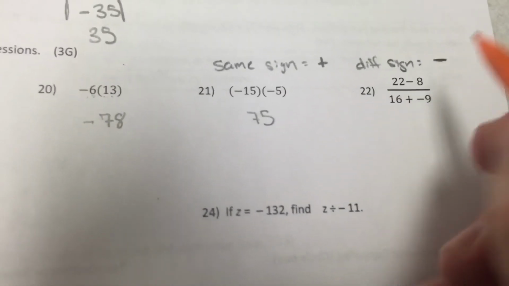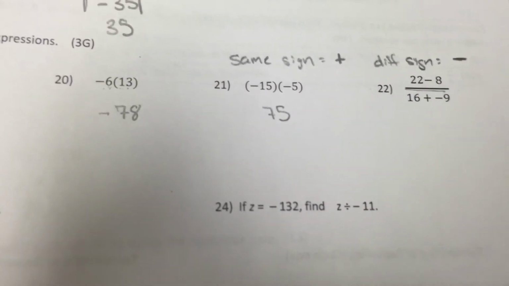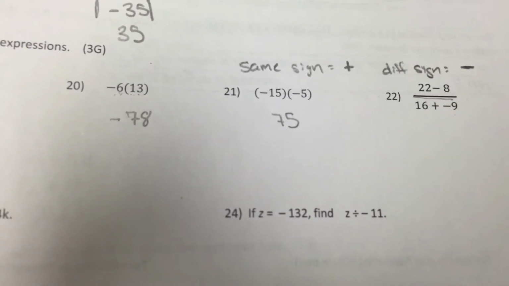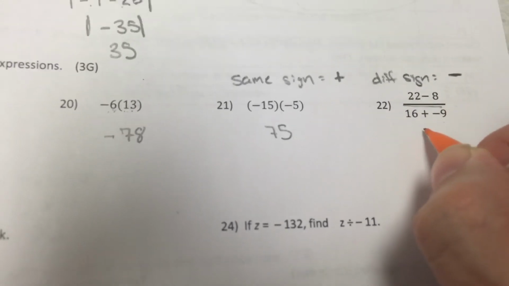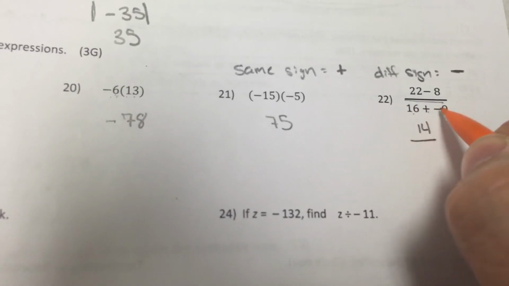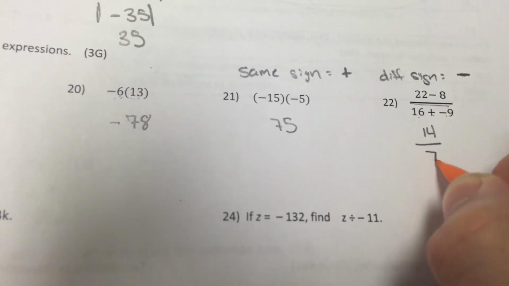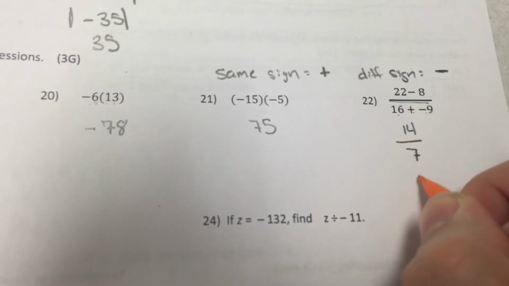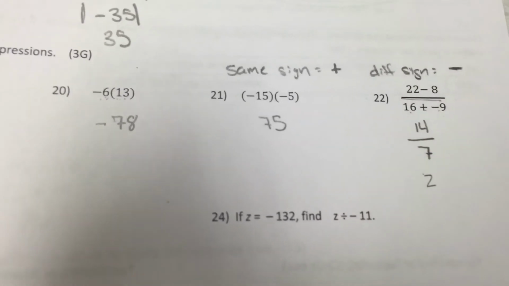The last one, I have grouping. The fraction bar is a form of grouping, so I need to solve everything above and below that division bar. 22 minus 8 is going to be positive 14. 16 plus negative 9 is going to be positive 7. And then 14 divided by 7, again, they're both positive, so I get an answer of 2.